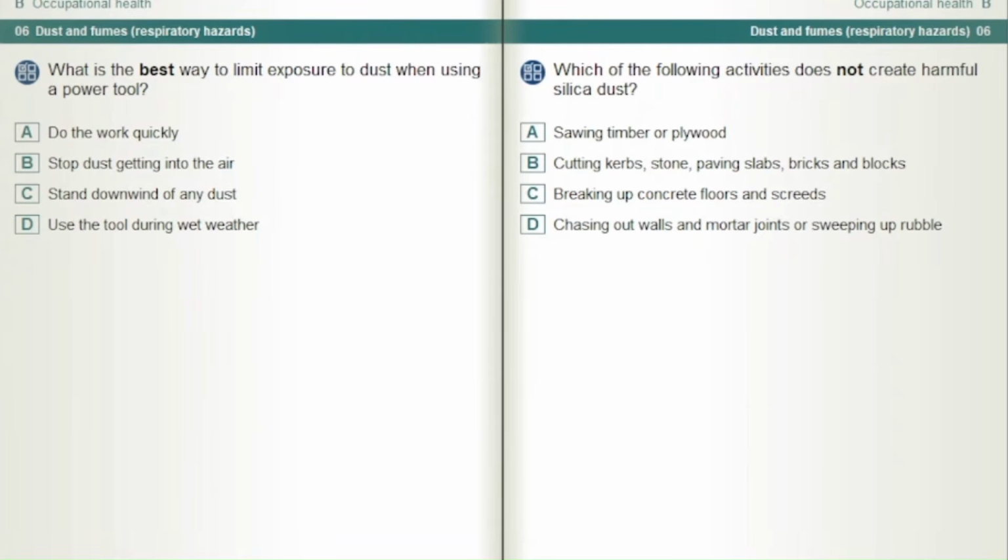What is the best way to limit exposure to dust when using a power tool? Do the work quickly. Stop dust getting into the air. Stand downwind of any dust. Use the tool during wet weather.